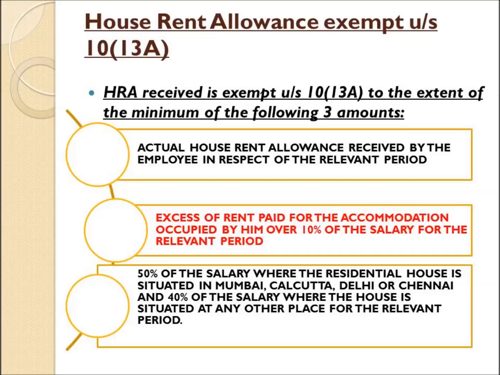differently. Like we have to calculate for one period, that is when it was something else, and for the other period when it was something else. So you get my point. Why is this relevant period important? Because it may happen that the salary may be changed, or the accommodation may be changed, or the place of residence may be changed during the given year. So we don't calculate it annually, rather we calculate it for a given period when these conditions do not change. So these are the three conditions, the three amounts, the minimum of which is exempt under section 10 subsection 13A.